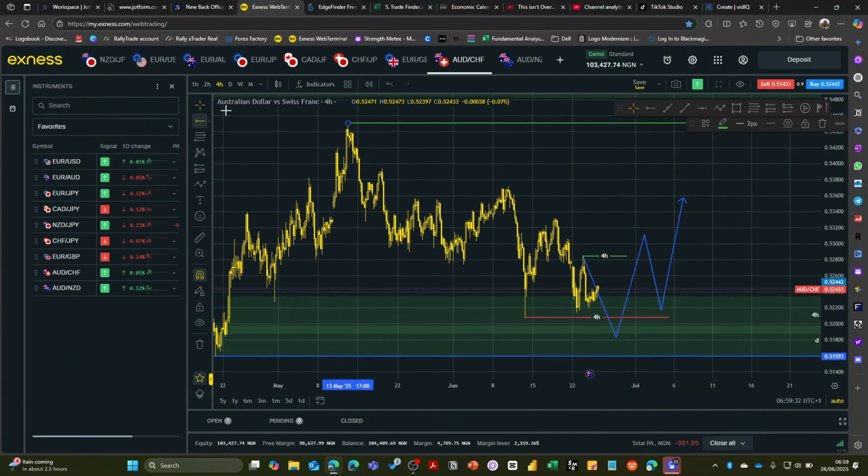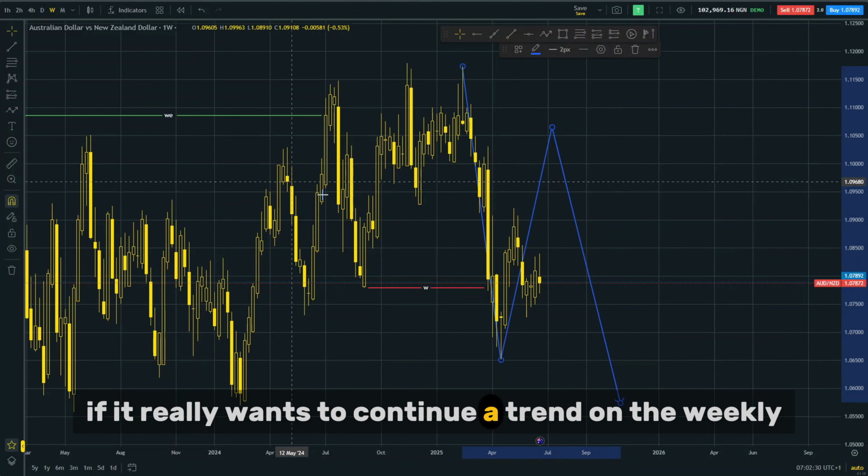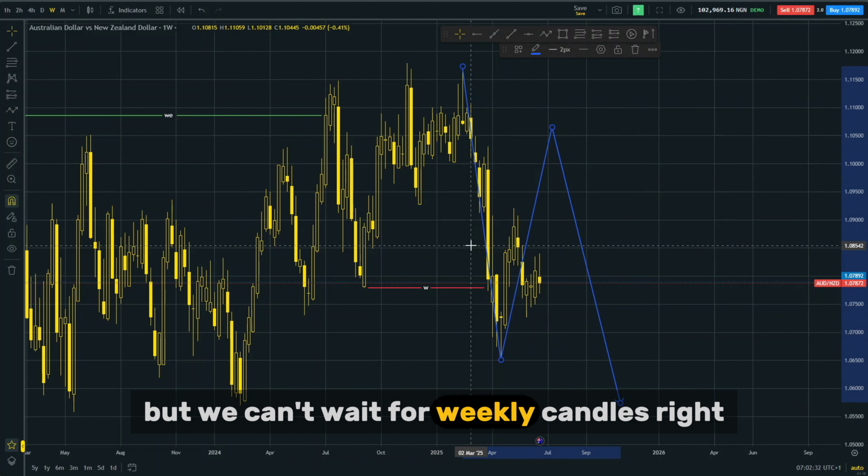We have this low, and it has been taken, a very clear weekly low, which has been mitigated and taken. So what are we expecting, right? What do we expect? We expect price to return and continue a trend, if it really wants to continue a trend on the weekly. But we can't wait for weekly candles, right?